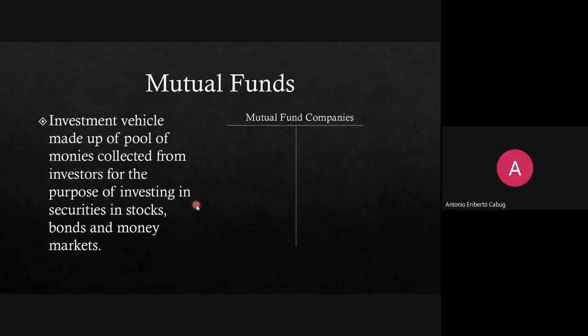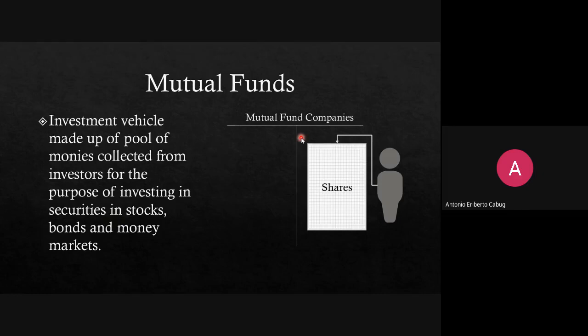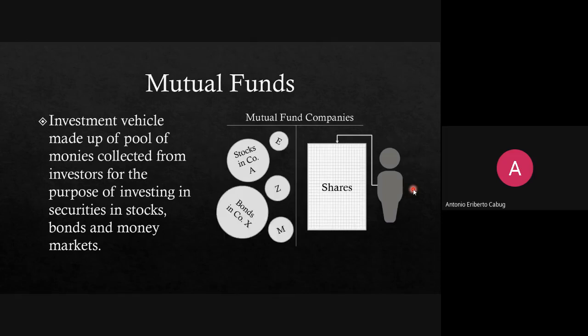This is the balance sheet of a mutual fund company. On the right side, the source of funding for a mutual fund would be individual or maybe institutional investors or savers, those who have excess funds and would like to purchase a share in the mutual fund company. So investors or savers would purchase the shares of the mutual fund. Then the money collected from these savers and investors will be used to purchase different securities such as stocks, bonds, and money market securities.